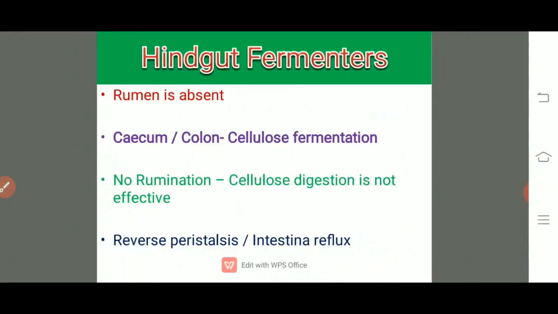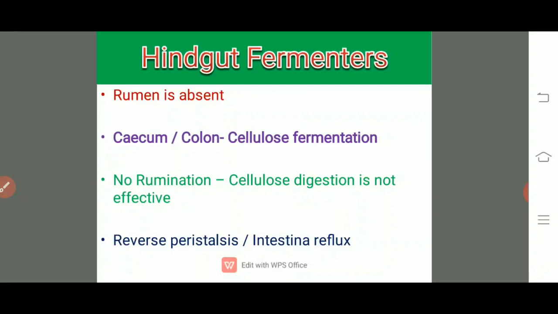Then we come to the second kind of mammals, hindgut fermenters. In some mammals, cellulose is not digested in the rumen because of the lack of a rumen in the stomach, so cellulose digestion takes place in the caecum or in the colon of the large intestine. There the cellulose undergoes fermentation. These kinds of organisms are commonly known as hindgut fermenters.